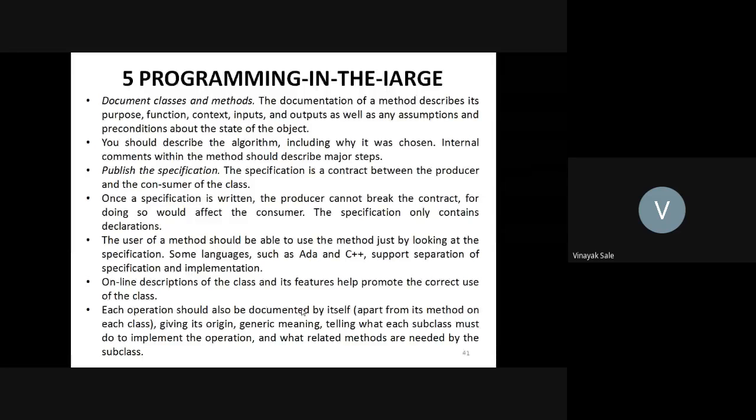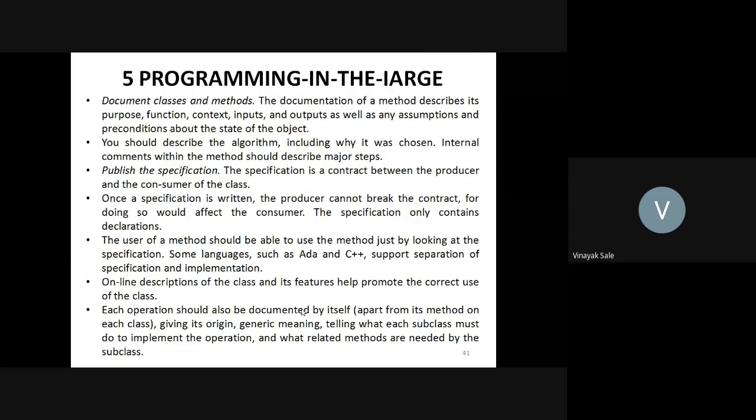So publish the specification. The specification is a contract between the producer and consumer of the class. Once the specification is written, the producer cannot break the contract, for doing so would affect the consumer. The specification only contains declarations. The user of a method should be able to use a method just by looking at the specification. Some languages such as Ada and C++ support the separation of specification and implementation.